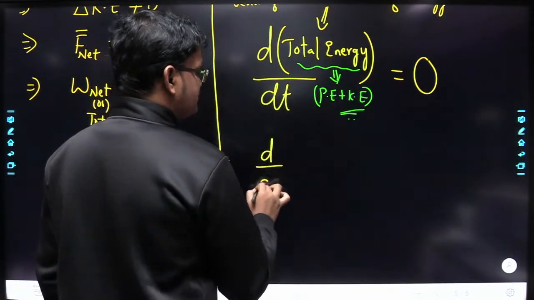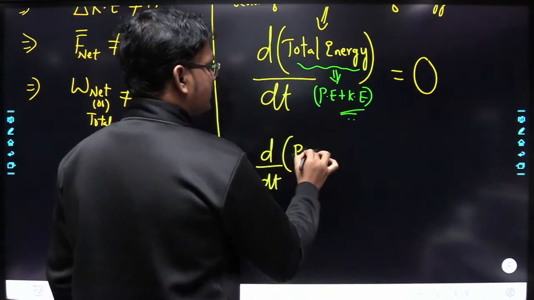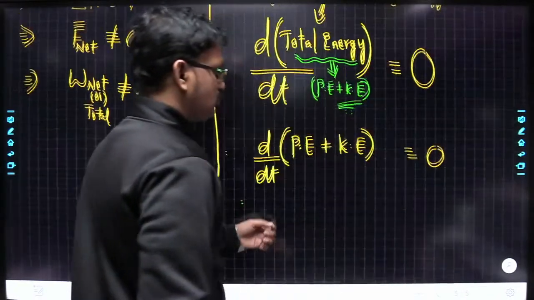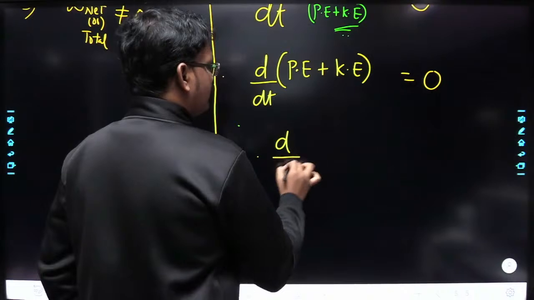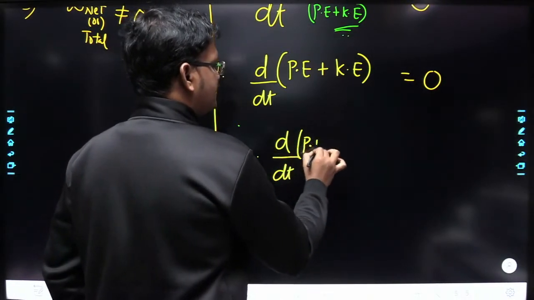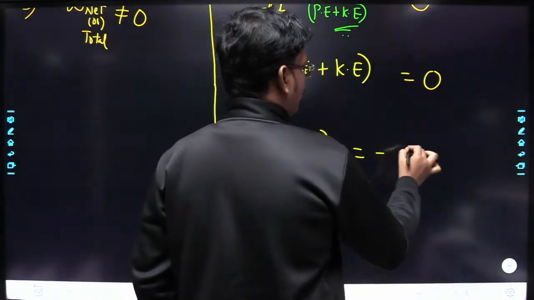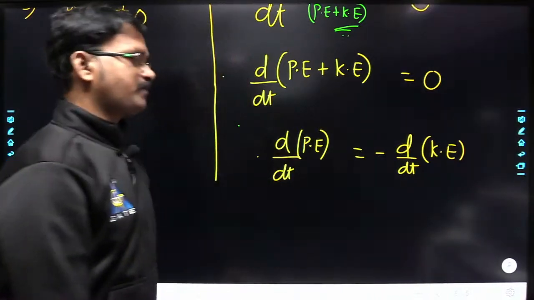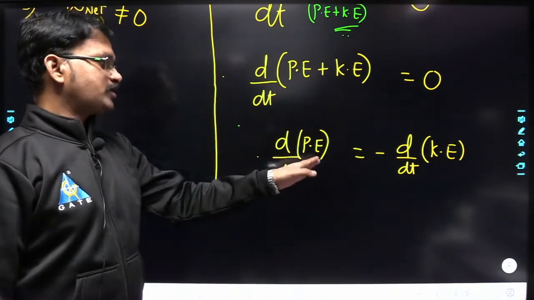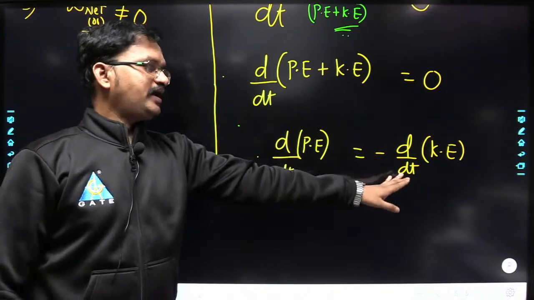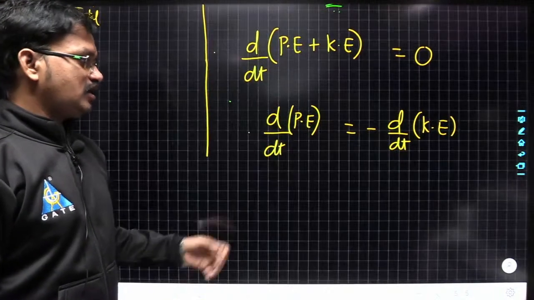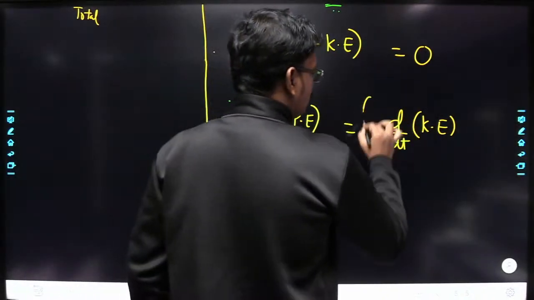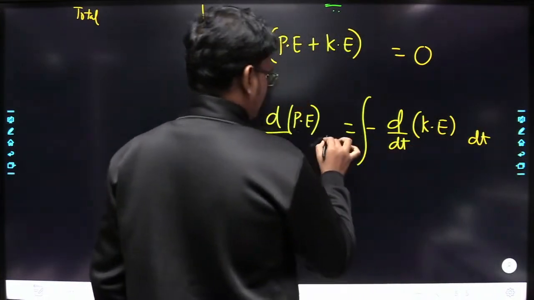Now I can write this as d by dt of potential energy plus kinetic energy is equal to 0. Now I can write this as d by dt of potential energy is equal to minus d by dt of kinetic energy. Can I write it in this manner, yes or no? Understood? Okay. So now what I am going to do is integrate on both sides with respect to time.